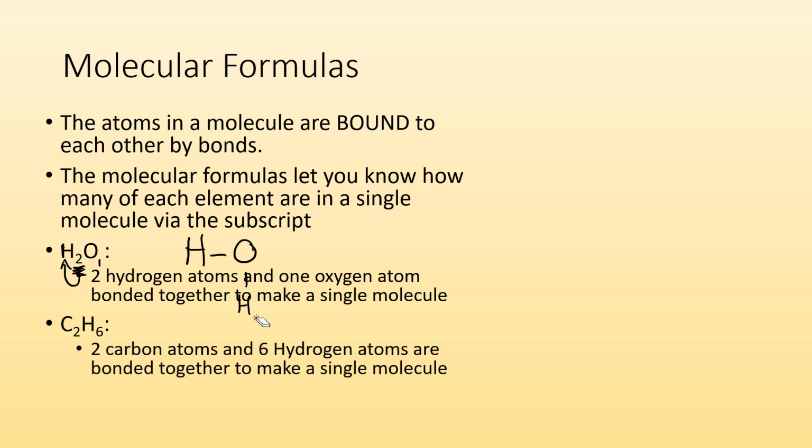C2H6, as an example, is telling us we have 2 carbons and 6 hydrogens all bonded together to make a single molecule. And what that molecule is actually going to look like, if you're curious, is a lot like this. The hydrogens are bonded to the carbons, and the carbons are bonded to each other.